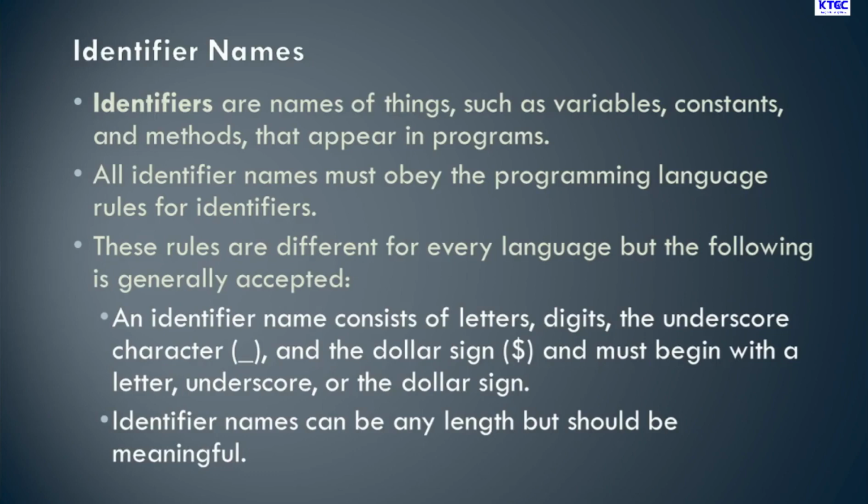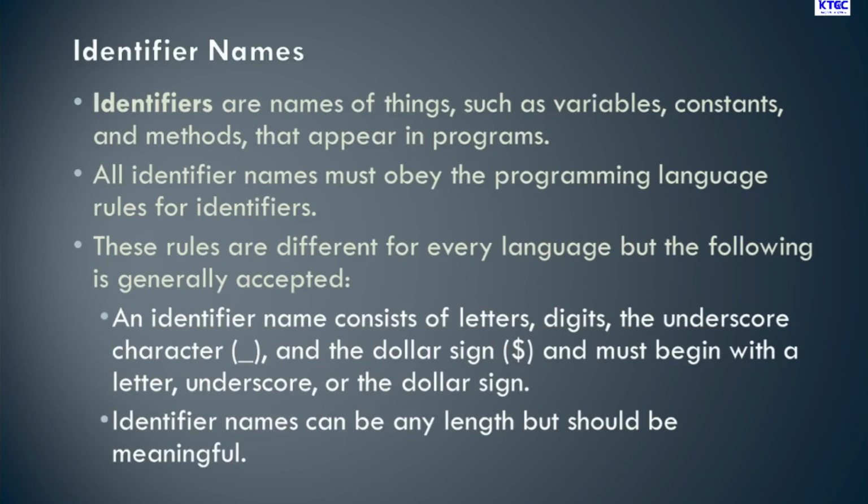All identifier names must obey the programming language rules for identifiers. We have rules in programming languages for how to name our variables, how to name our constants, and how to name our methods. To be able to name a variable and use it successfully, a constant and use it successfully, and methods, they must follow the programming language rules for identifiers, for naming them.